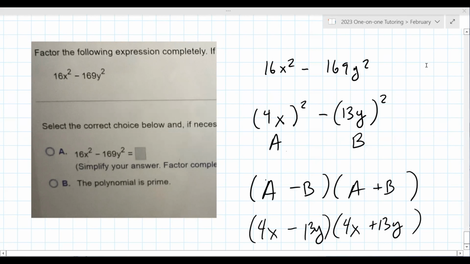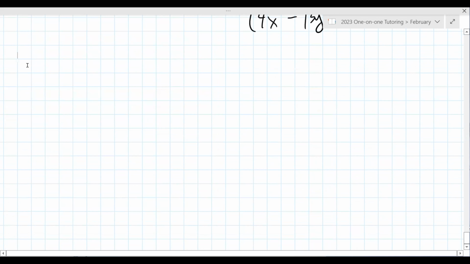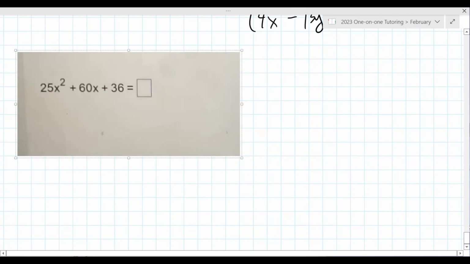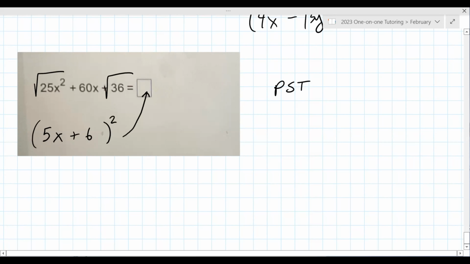Okay, good. Let me really quickly do the last two here, just so that you've got them for your assignment. I apologize, this was kind of rushed at the end. I thought we were going to have plenty of time, but it didn't quite work out. So this one has a GCF. This one does not have a GCF. This is a perfect square trinomial. So you take the square root of the first and the last, which is 5x plus 6, and that becomes your answer.